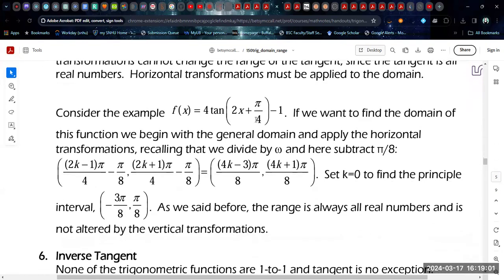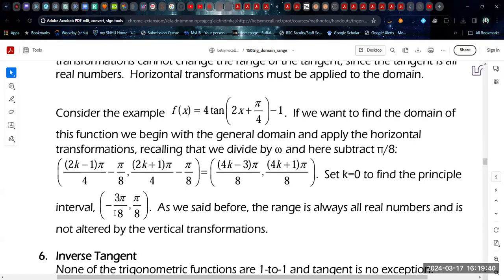So here's our transformation. We want to find the domain of this. We're going to have to apply our transformations to that original domain. So here, this is the generic case. We would take our 2k minus 1 times pi over 4 minus, it's over 4 because we're compressing it by a factor of 2. And then again, we factor out the 2 to get our horizontal shift. And then we apply that to this one as well. And we get this expression.